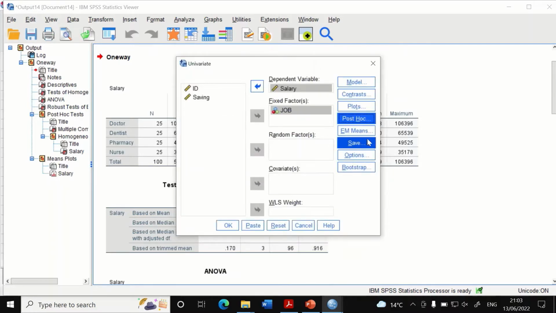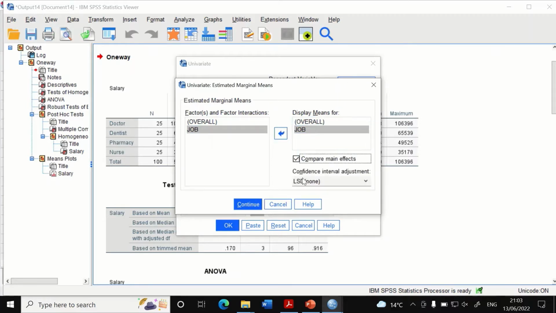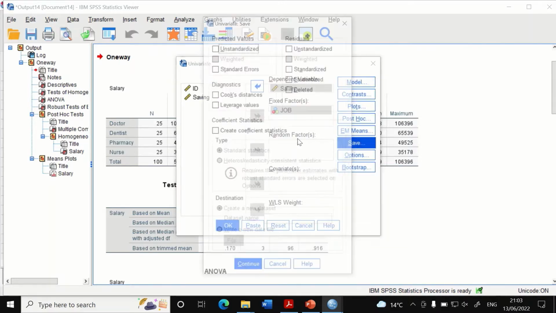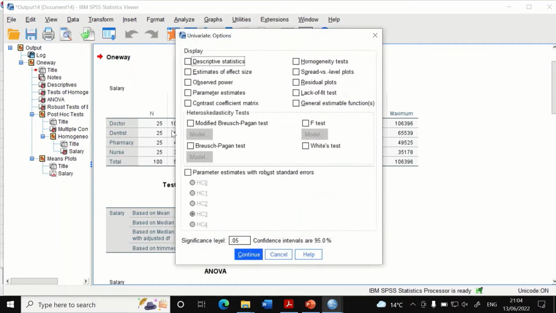Click on continue. For EM means, I'm going to click on it and move it into display, and I'm going to compare the mean differences as selected here. Click on continue. In the save option, I'm going to take standardized predicted values. Click on continue. In the options, I'm going to take descriptive statistics, homogeneity of variance test, which is Levene's test, and also estimates of effect size.